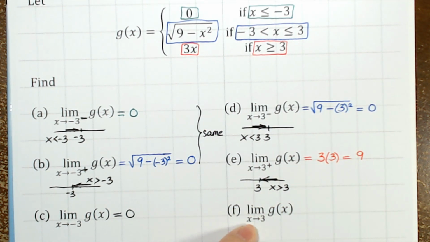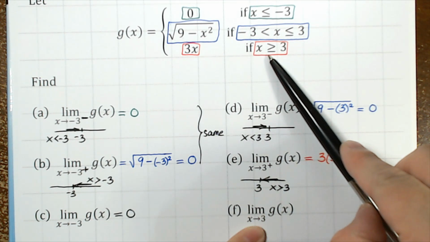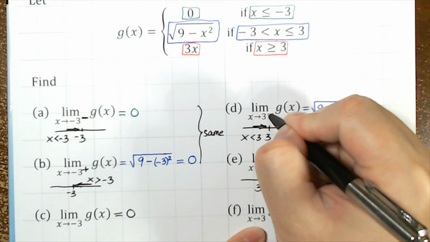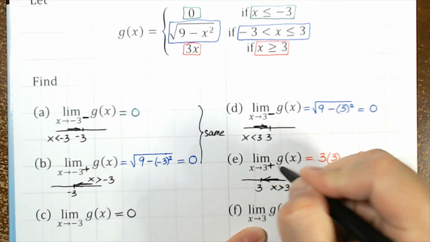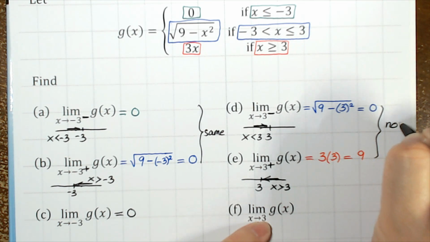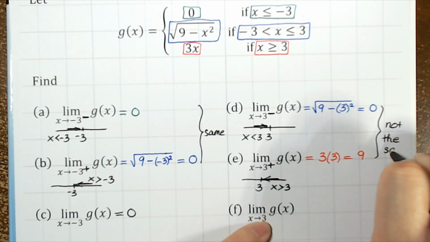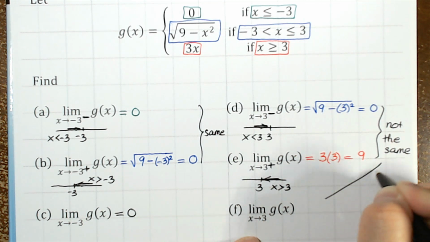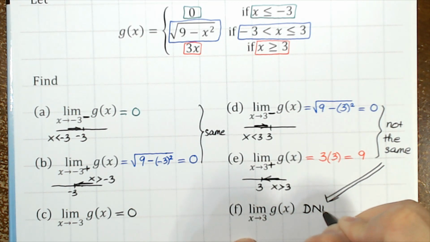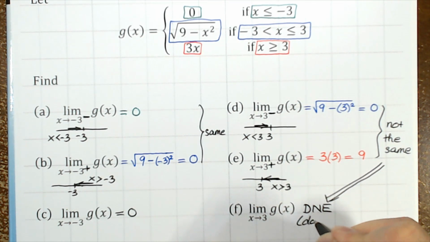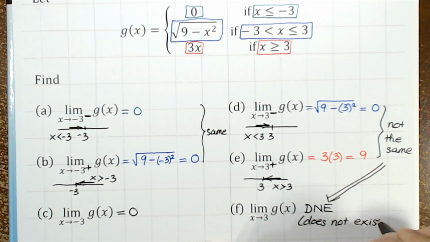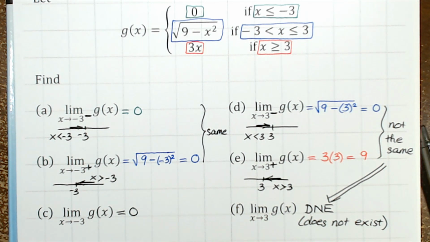Now, when x goes to 3, once again, we don't use the equal sign here to find the limit. What we do is, the limit from the left side is 0, the limit from the right side is 9. They are not the same. Since they are not the same, the limit, we're going to say, does not exist, or just DNE, or does not exist. And that's all we do.